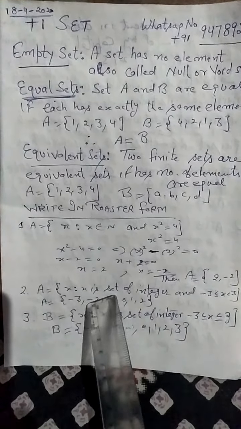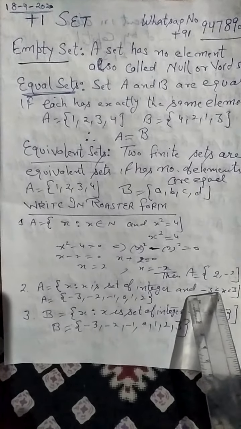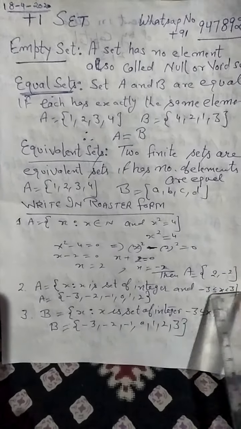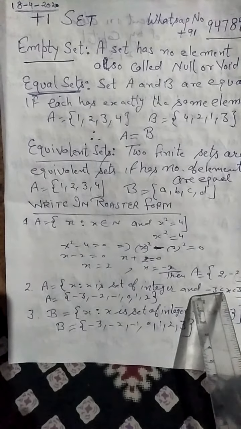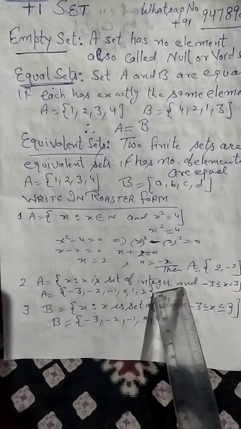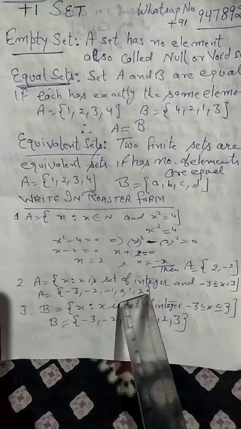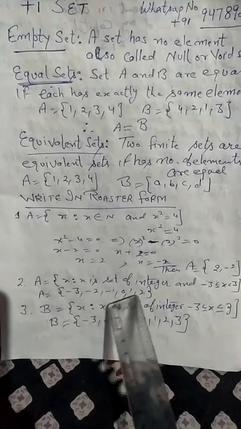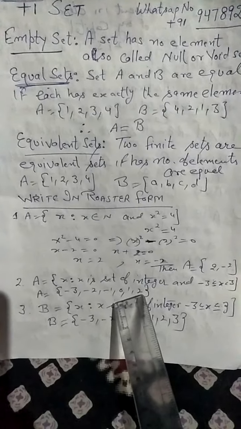Now A: x such that x is a set of integers and x is from minus 3 up to less than 3. Less than or equal to minus 3 means you start from minus 3: minus 3, minus 2, minus 1, 0, 1, 2. Less than 3 means you stop before 3, at 2.